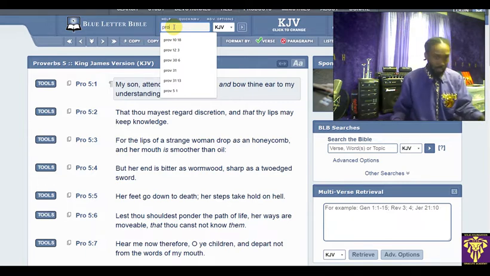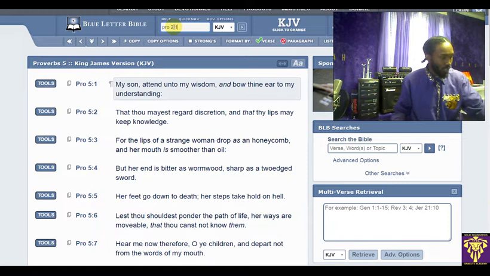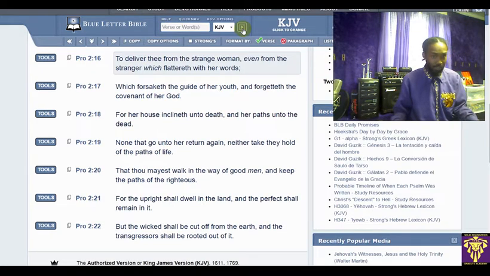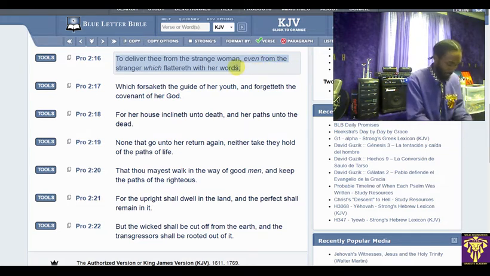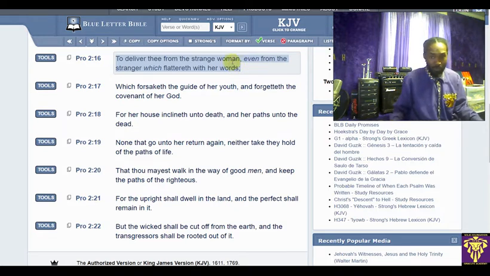So Proverbs 2 and 16. Let's go to that precept right here. Proverbs 2 and 16. We will go back to Proverbs 5 and 3. Proverbs 2 and 16 says, to deliver thee from the strange woman, even from the stranger which flattereth with her words. All right. To deliver thee from a strange woman. Now that's an Israelite woman, guys. To deliver thee from a strange woman, even from the stranger with flattering words.